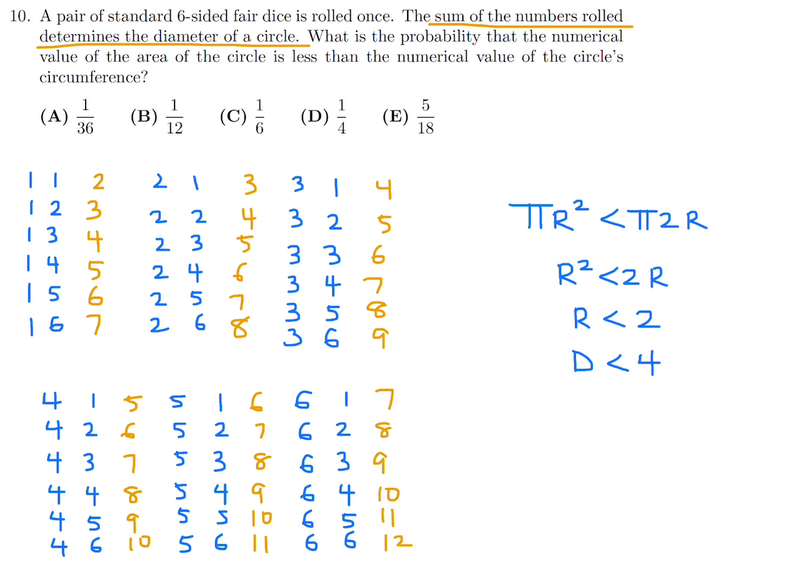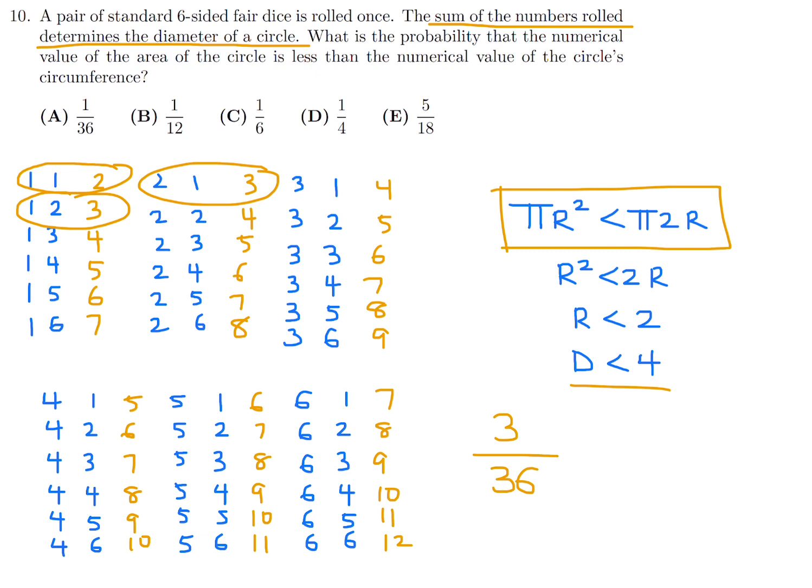All right, so the only ones that match that criteria are the ones where the sum is less than 4. So let's circle the ones that have a sum less than 4. This one, this one, and this one. And interestingly, that's it. So out of the 36 possible sums, only 3 of them have a sum less than 4, which ensures that the area is less than the circumference. So 3 out of 36 is 1 out of 12 in those terms. So number 10, the answer is B.